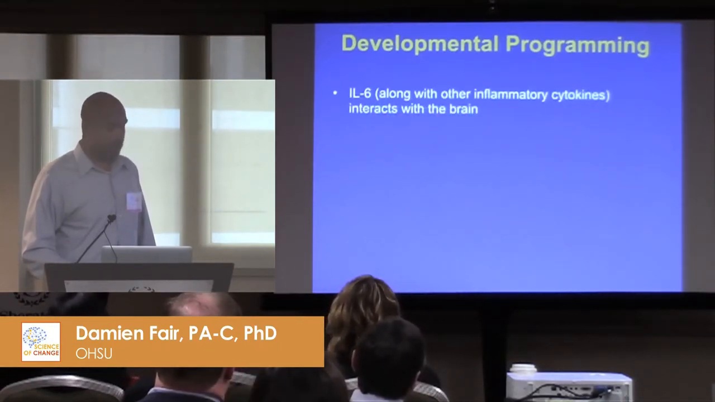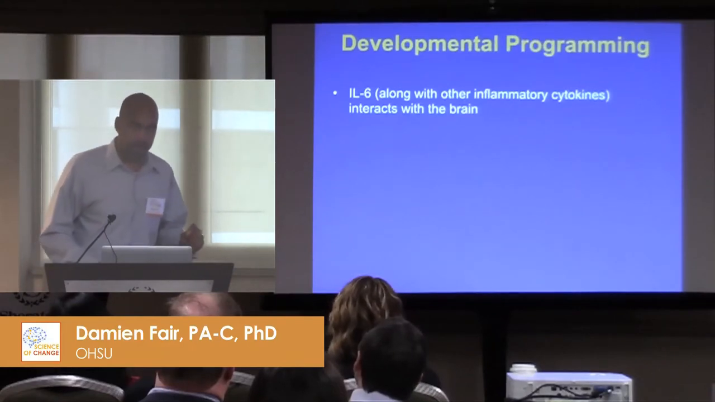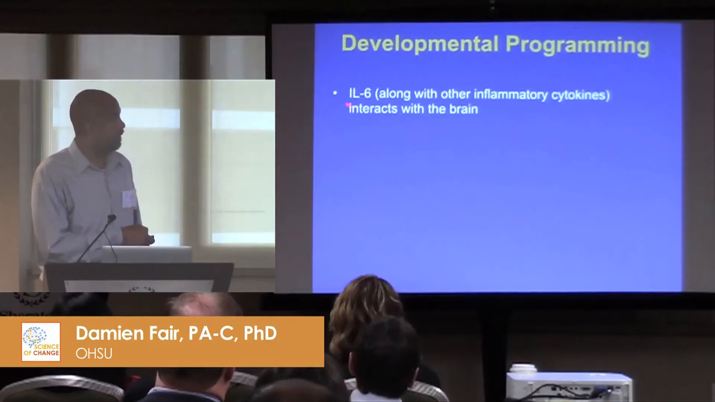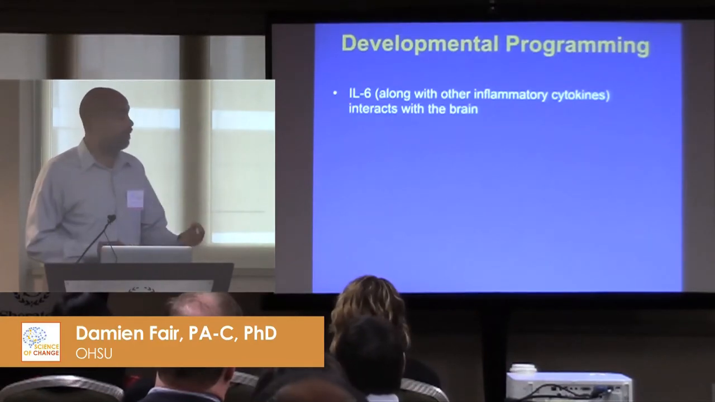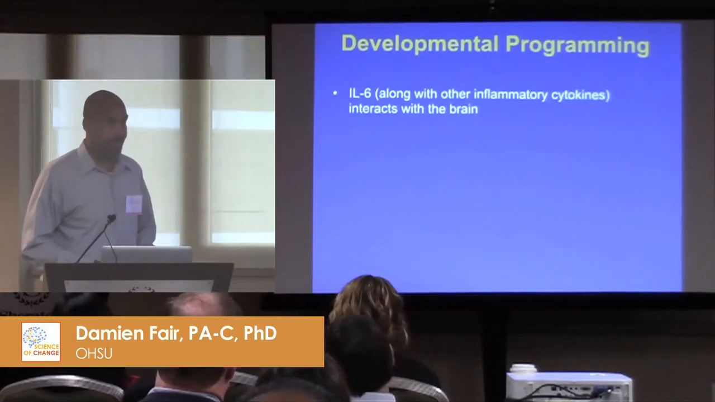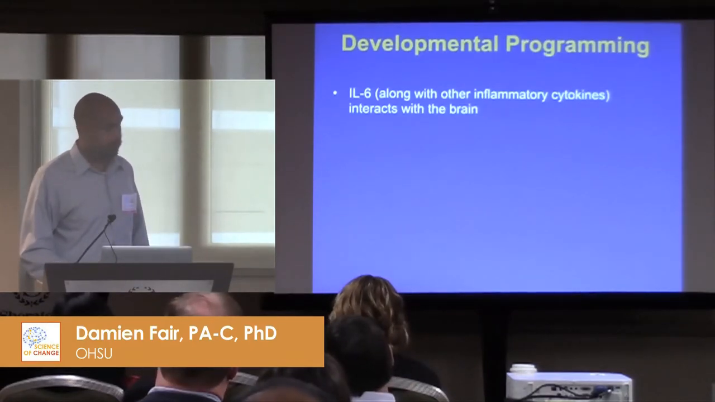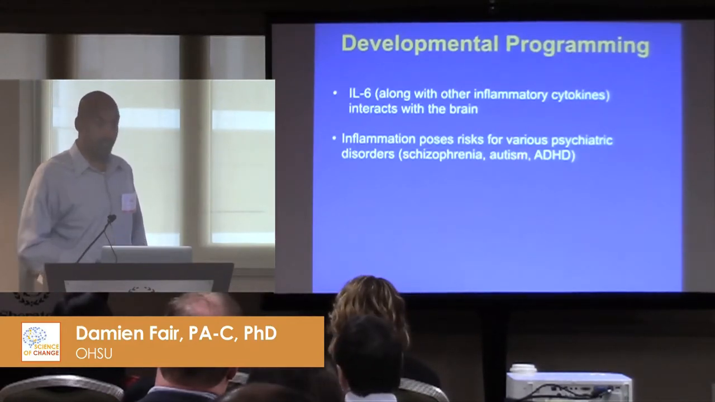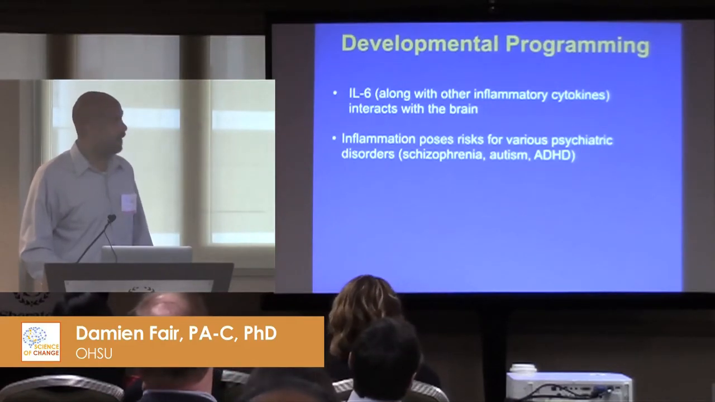Now, the example I'm going to show you is studying the immune response in moms during pregnancy. And specifically, we're using IL-6 as a marker of increased or decreased inflammation in moms. These are just typical populations. There's no risk population. Now, inflammation poses risk for various psychiatric disorders: schizophrenia, autism, ADHD. A few of these are very highly related to substance use disorders, right?